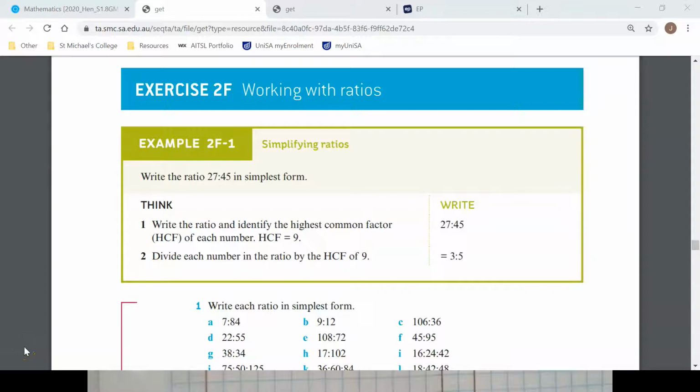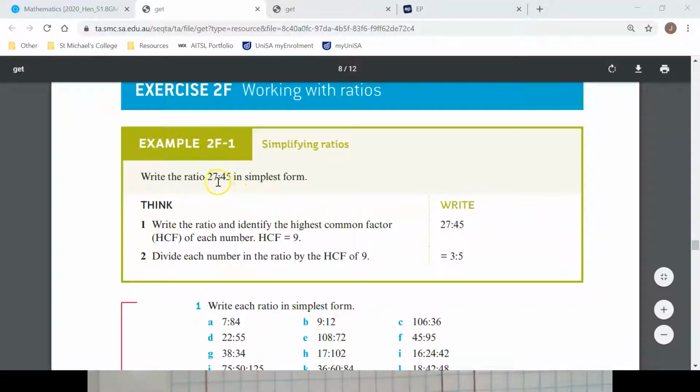So I'm just going to go through 3 examples. The first 2 are looking at simplifying ratios, and then the third one is going to be finding some unknown values within a ratio. So our first one, to write 27 to 45 in simplest form.